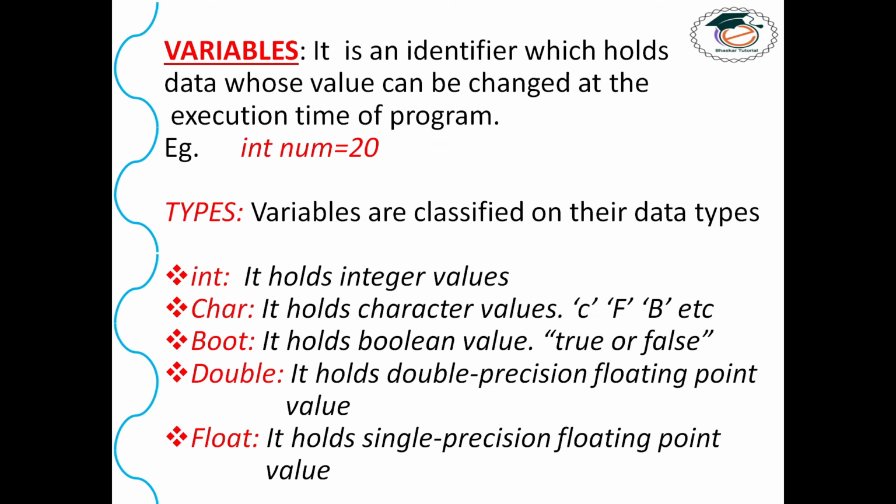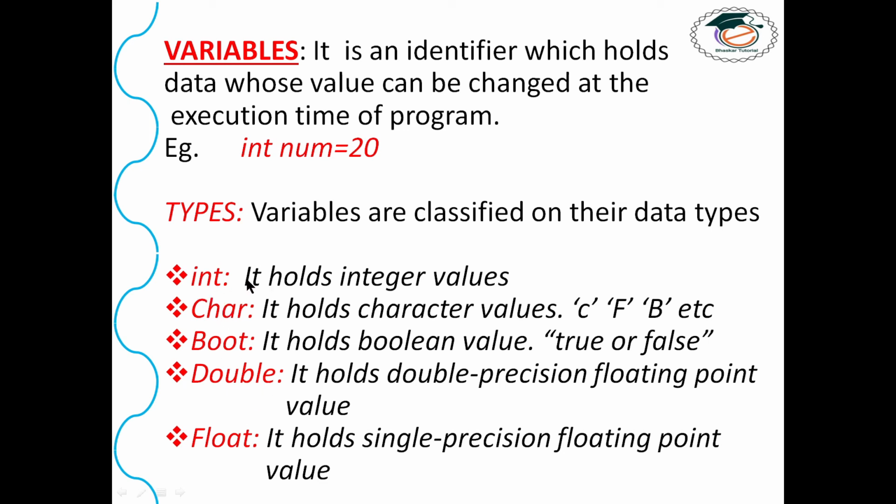Let's see variables. You have to know constant and variable. Constant means fixed, and a variable is data which is not fixed, whose value can be changed at the time of executing a program. Whatever number we give in the variable, it can be changed at the time of execution, but a constant cannot be changed. That is the only difference. Variables are categorized into different types like int, char, bool, double and float.